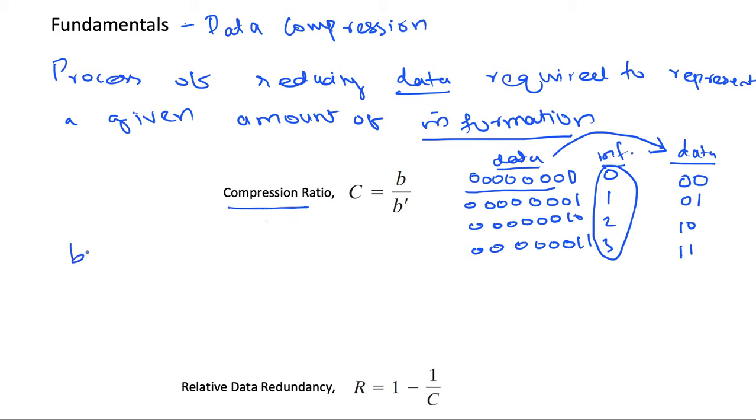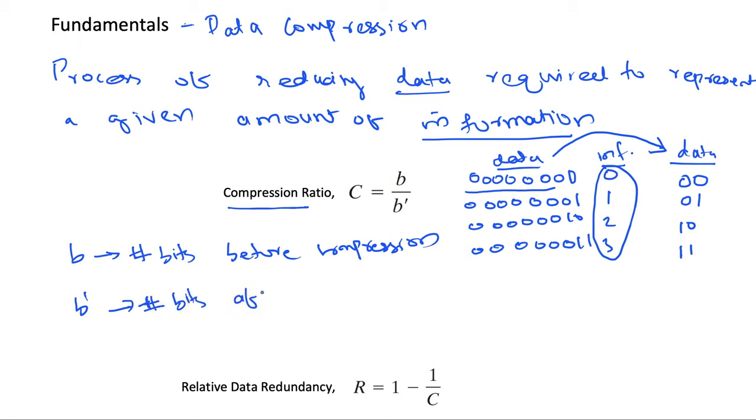You can take this B as the number of bits before compression, and this B dash as the number of bits after compression. I'm using before and after just to get an idea about what the compression ratio is giving us. B represents the number of bits in one format and B dash gives the number of bits in another format. That doesn't mean it should always be before and after; it can be the other way around also. But I'm using these terms to explain the compression ratio in an easy way.